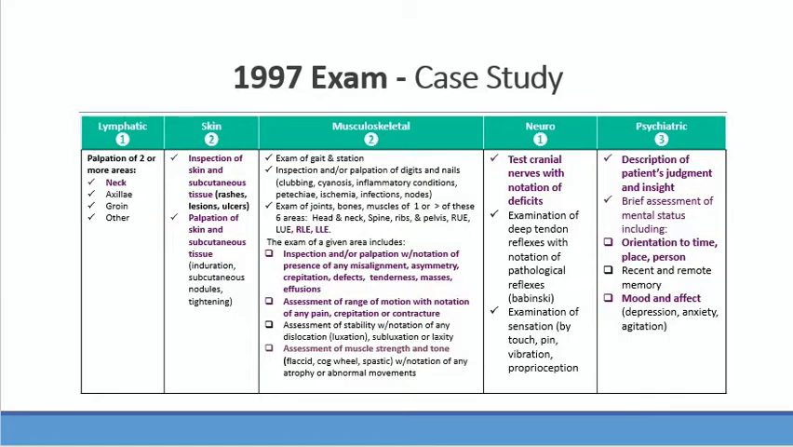Lymphatic states palpation of 2 or more areas are needed. We had 1 area, which was the neck. We had both bullets in skin, for documenting that the skin was warm and dry and there was no rash, pallor, or bruising.